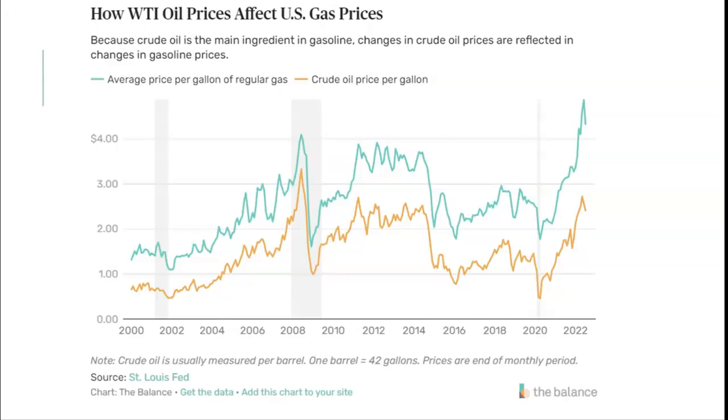But notice how these lines follow each other fairly closely, going up and down at very similar patterns throughout this 2-decade period on the graph. So even though there are other costs, refinery costs, corporate profits, other things, the main thing contributing to the cost of gas is that cost of crude oil. So changes in the supply and demand of crude oil affect that equilibrium price and then have a very direct effect on gasoline prices.